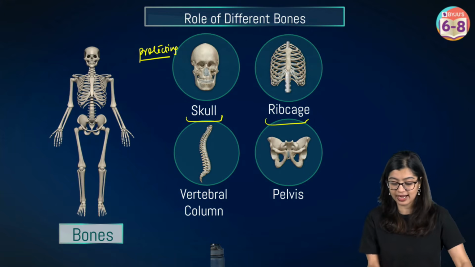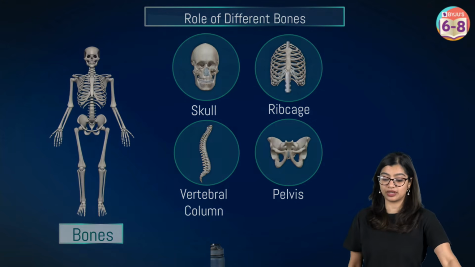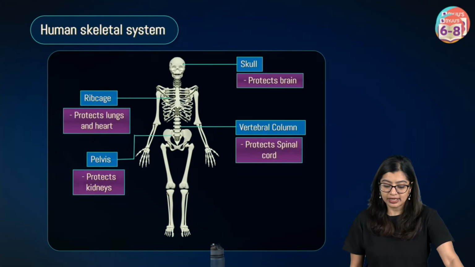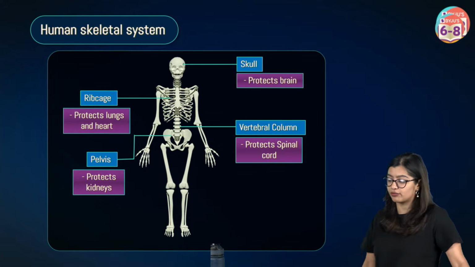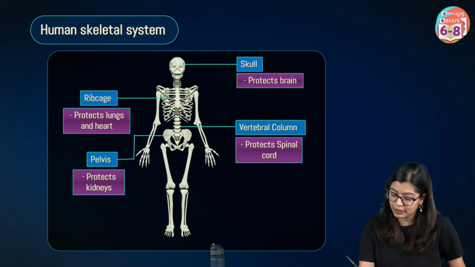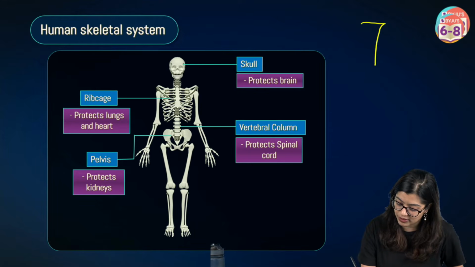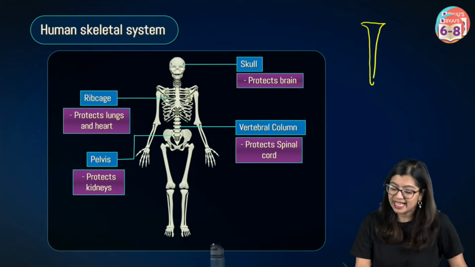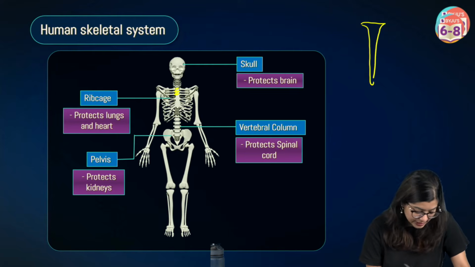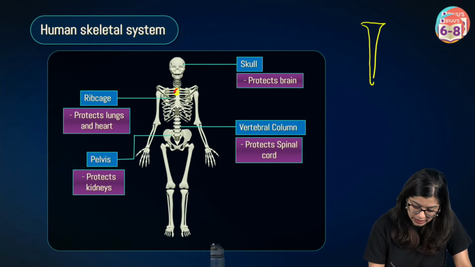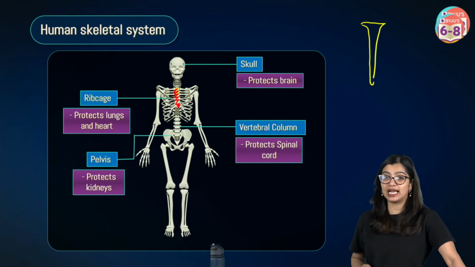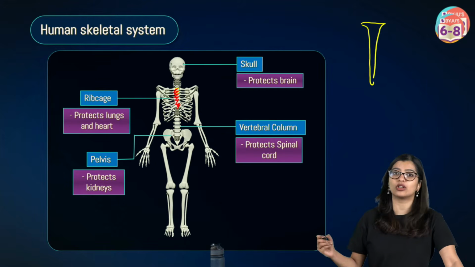Now on the other hand, we have structures like the rib cage, vertebral column and pelvis. If we look at the rib cage, we see that it has a central bone which we call the breastbone. It's a T-shaped bone right here, as you can see. Maybe I'll use a darker color to highlight. So what I've highlighted in red here is the breastbone or the sternum.